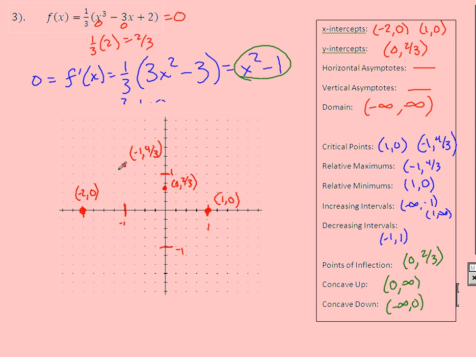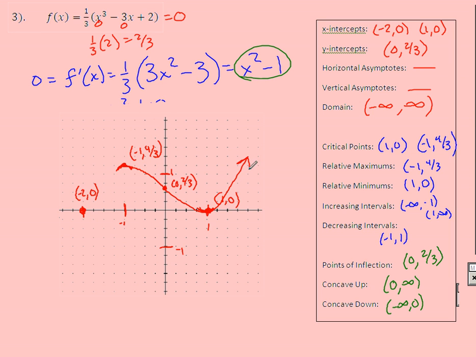Okay, so we said this was a relative maximum, so it should be doing something like this at this point. 1 comma 0 was a minimum, so it should be doing something like this at that point. And what else do we know? This point right here was the point of inflection, so that's where it should be going from concave up to concave down. Or, I'm sorry, I said it backwards, concave down to concave up. This is where that should change.